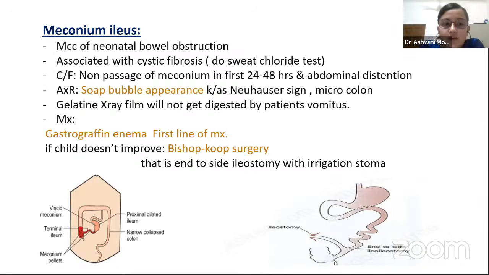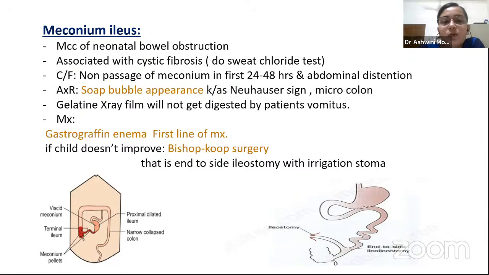What will be the management of this patient? First of all, we try the conservative before operating on the patient. So what will be the conservative management? It will be the gastrografin enema, first line of management. If it gets relieved by the enema, then it will be best. If not, then we have to go for the surgical approach.